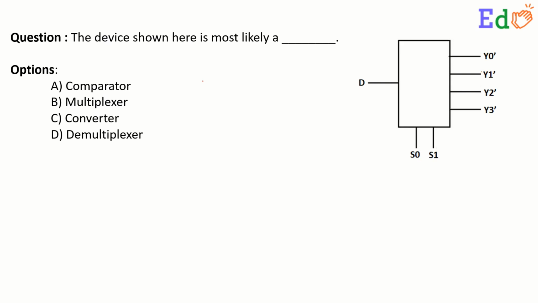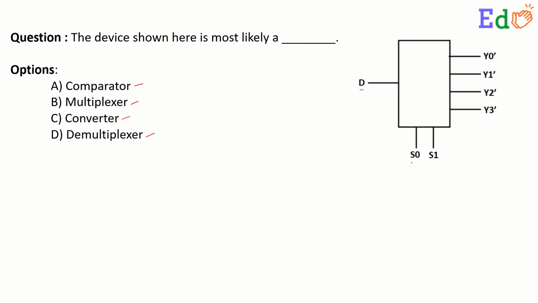Here is a fill in the blanks which states that the device shown here is most likely a dash. The device figure is shown here. The options are A. Comparator, B. Multiplexer, C. Converter, and D. Demultiplexer. We can see that there is one input here and there are 4 output lines.